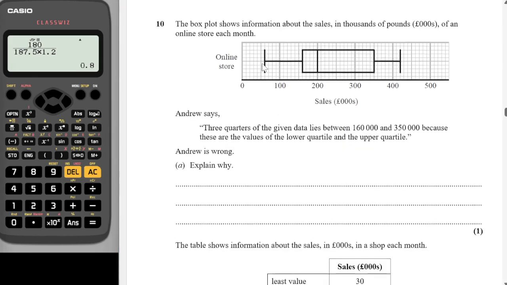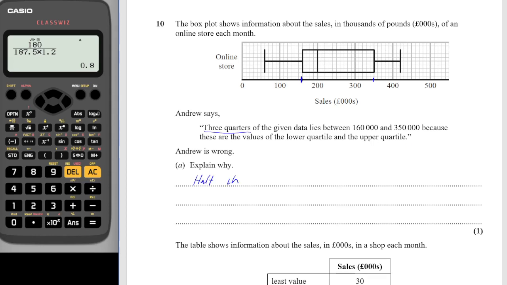Question 10. The box plot shows information about the sales in thousands of pounds of an online store each month. Andrew says 3/4 of the given data lies between 160,000 and 350,000 because these are the values of the lower quartile and the upper quartile. So is he correct? So that is the lower quartile and the upper quartile, so he has identified the quartiles correctly, but he is going to be incorrect. It's not going to be 3/4, it's going to be half the data. Andrew is wrong, explain why.